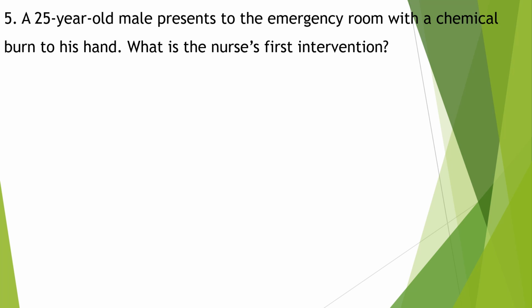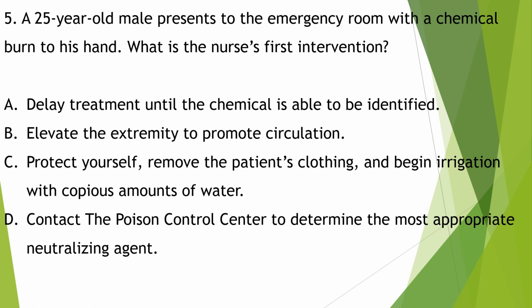What is the nurse's first intervention? Delay treatment until the chemical is able to be identified. Elevate the extremity to promote circulation. Protect yourself, remove the patient's clothing and begin irrigation with copious amounts of water. Contact the poison control center to determine the most appropriate neutralizing agent.